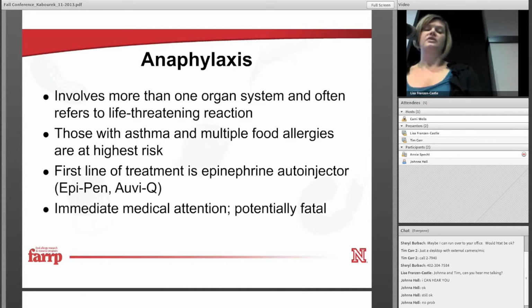They come either as EpiPens or AuviQs. AuviQ will actually talk to you. It's a little disc and it counts to 10 after you stick the needle in, and it kind of walks you through it.